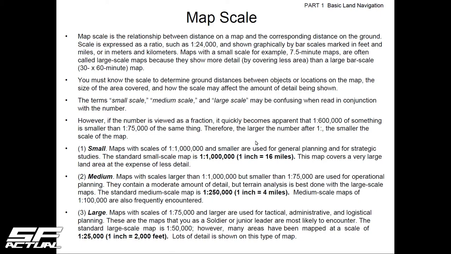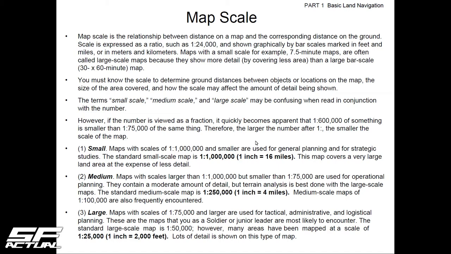Smalls are going to be scales from 1 to 1 million and smaller. They're used for general planning and strategic studies. The standard small-scale map is 1 in 1 million, so that's 1 inch every 16 miles. So if you looked at a map at 1 in 1 million, every 1 inch is 16 miles.